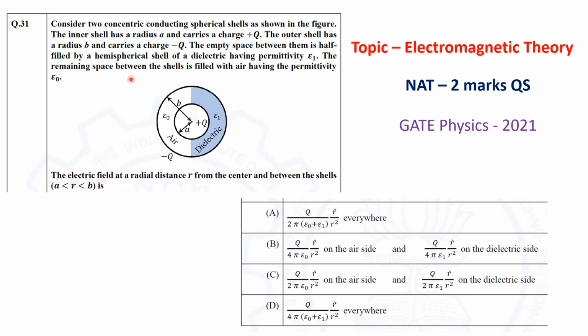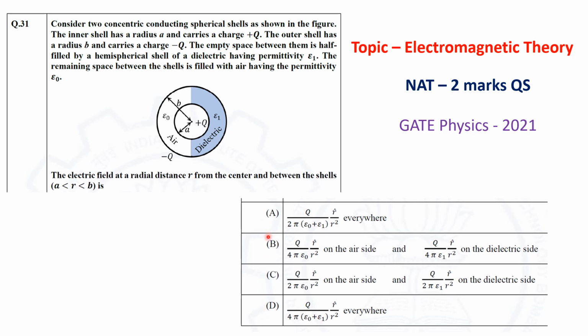The remaining space between the shells is filled with air having the permittivity epsilon naught. The electric field at a radial distance small r from the center and between the shells, that is r greater than a but less than b, is, four options are given.